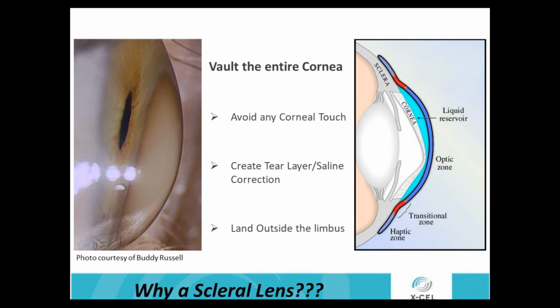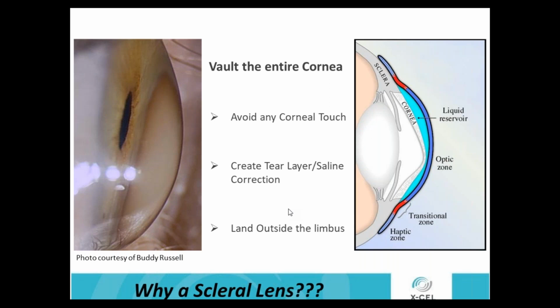Obviously, I have to assume that not everybody knows everything about the fitting goals around Sclerals, since this is 101. So just the basics that we think about Sclerals and when we're fitting these patients is, let's vault that entire cornea. What are the advantages to that? We want to avoid corneal touch and have some clearance between the front surface of the cornea and the back surface of the lens, right? We want to have some clearance between there to create this nice layer of tear and saline. We have that clearance, so that's tear and saline that corrects all that irregularity.